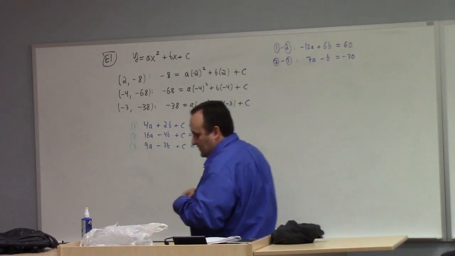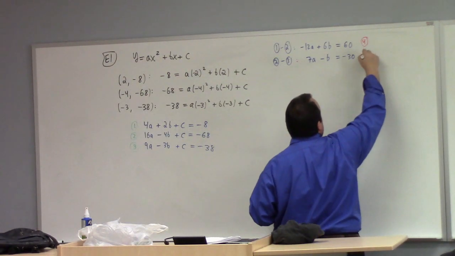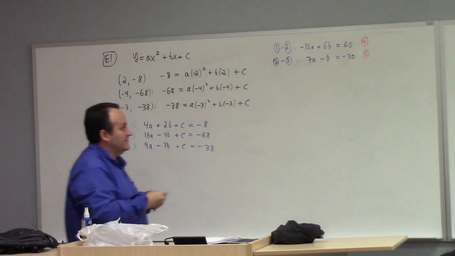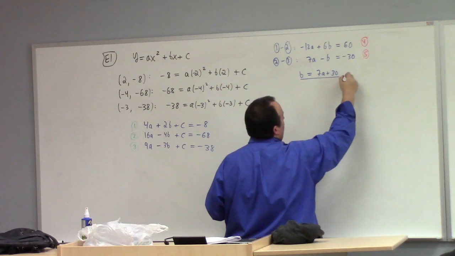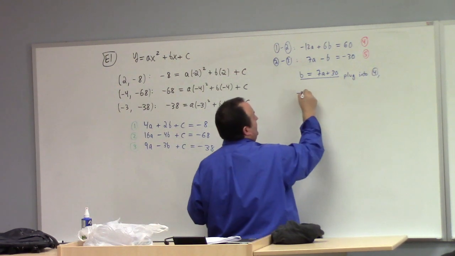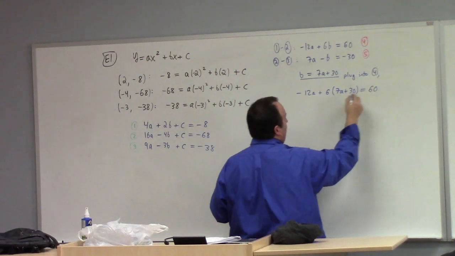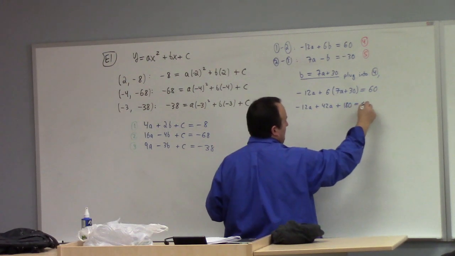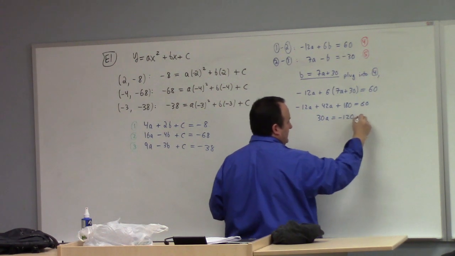So let me call these equations that we just found. We've eliminated the variable, right? So this is equation 4 and equation 5. I think the way to go here is to solve for b. So solve for b, we get b is equal to 7a plus 30, right? And then just plug this into 4. And that gives us -12a plus 6 times (7a plus 30) equals 60, which is -12a plus 42a plus 180 equals 60, which is 30a equals -120, which tells me that a equals what?